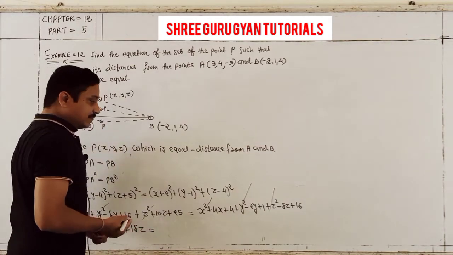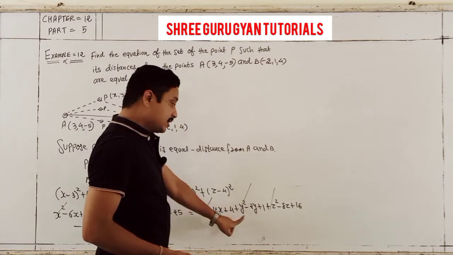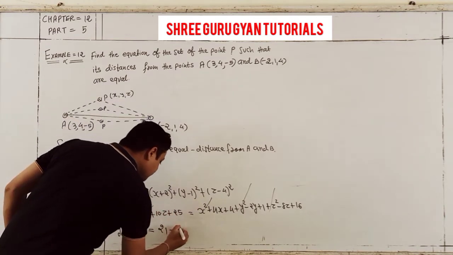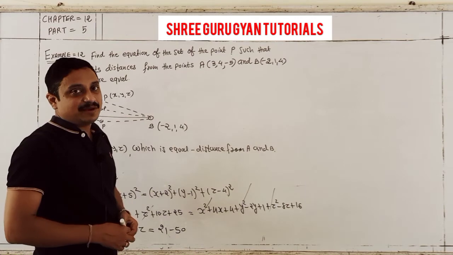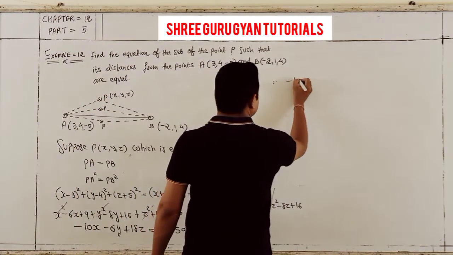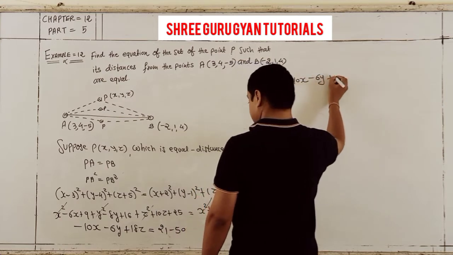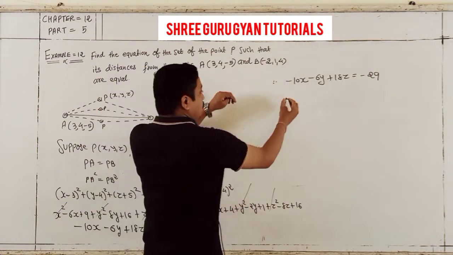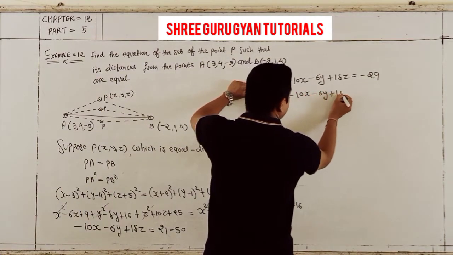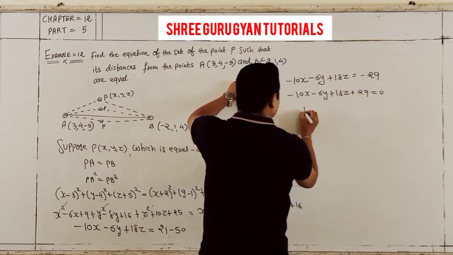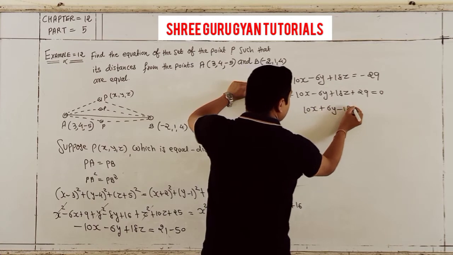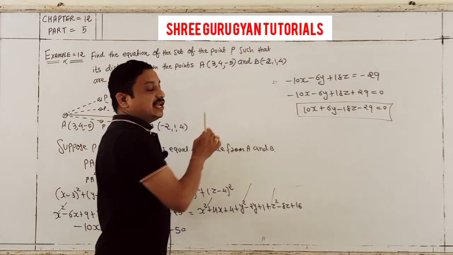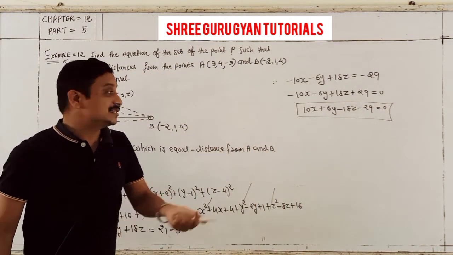And now you go to constants. 16 and 4 is 20, plus 1 is 21, and right side 9 and 16 is 25, and 25 plus 25 is 50. Yes, and 21 and minus 50, it becomes minus 29. So students, my answer is minus 10x minus 6y plus 18z is equal to minus 29. So minus 10x minus 6y plus 18z plus 29 equal to 0. So 10x plus 6y minus 18z minus 29 equal to 0. That's your set of points which are equidistant from the points A and B. That's your answer students.